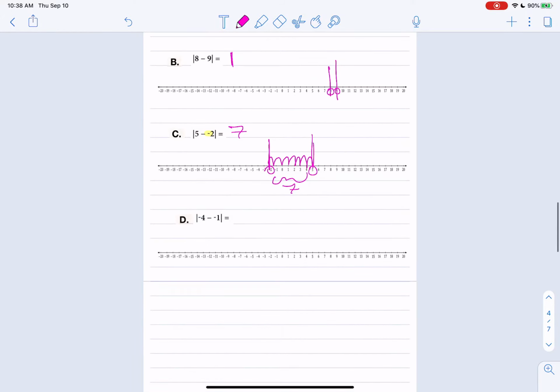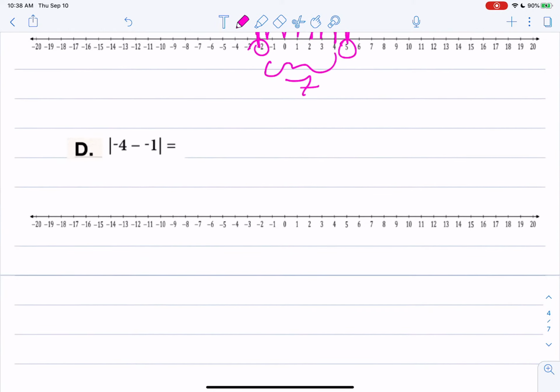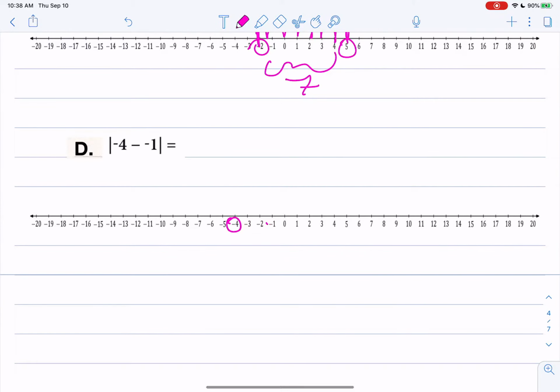And last but not least, we have negative 4 and negative 1. So here's my negative 4, here's my negative 1. I want the spaces in between. 1, 2, 3. So that means my answer is going to be a positive 3.